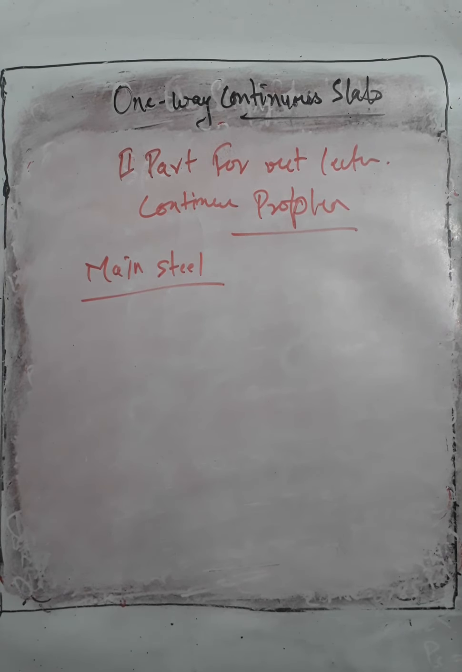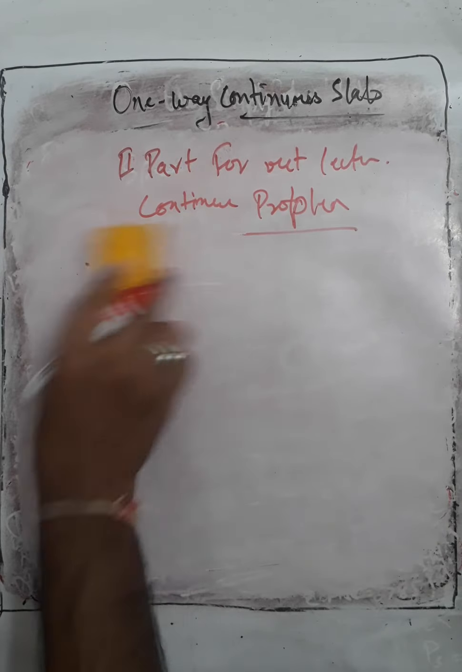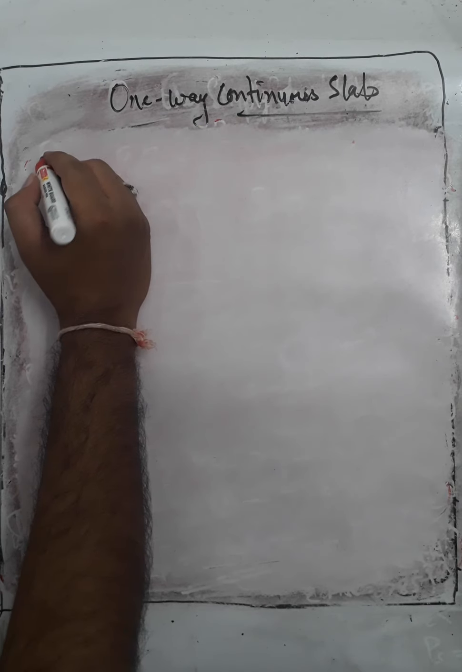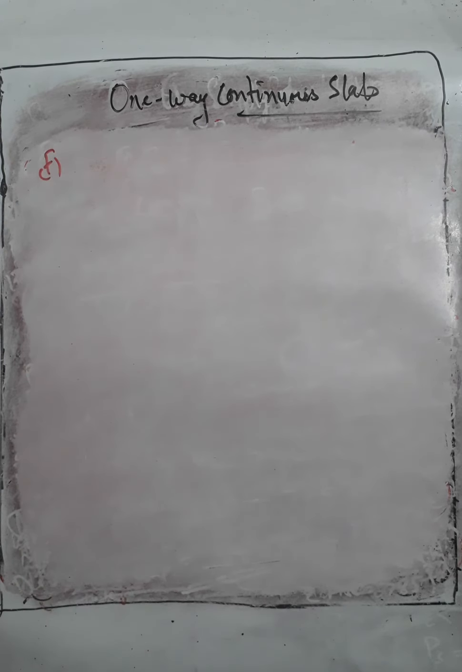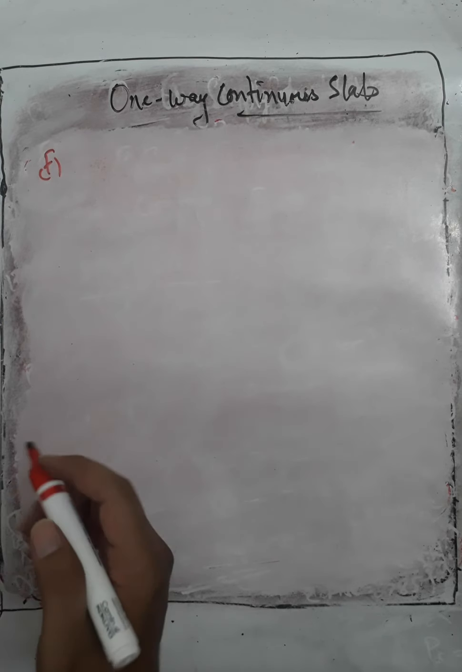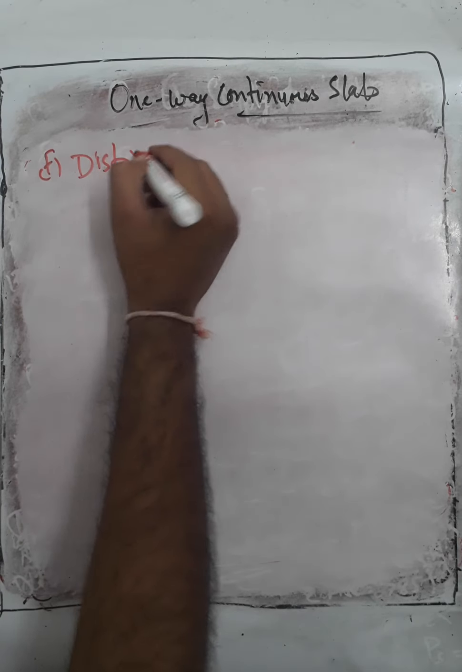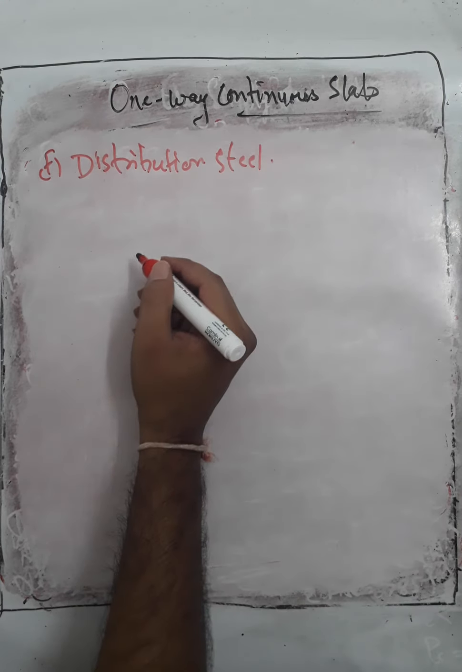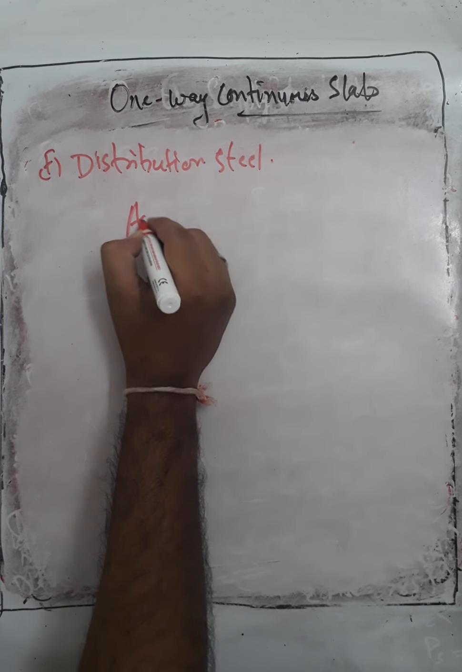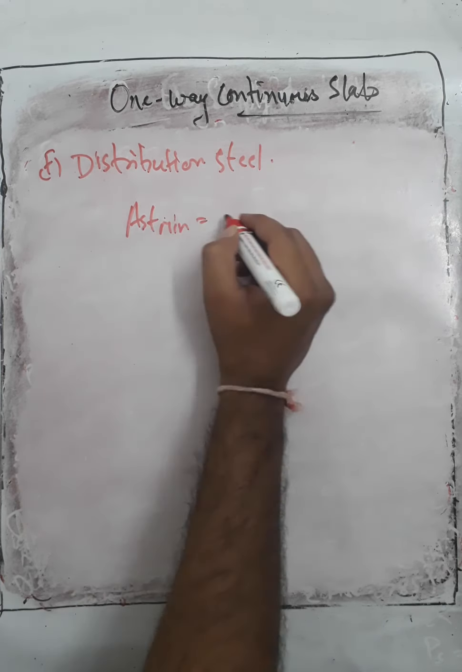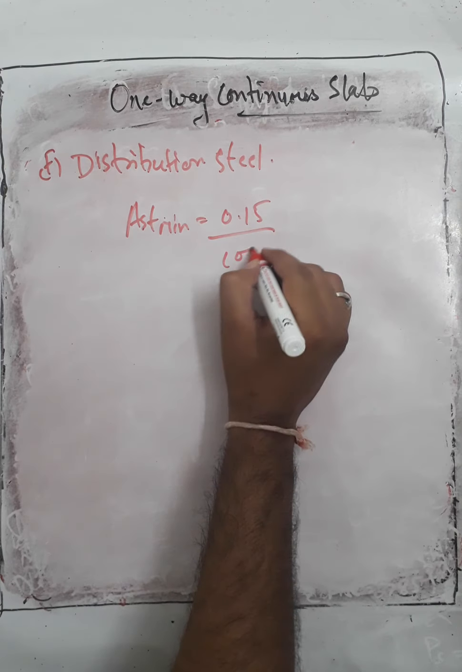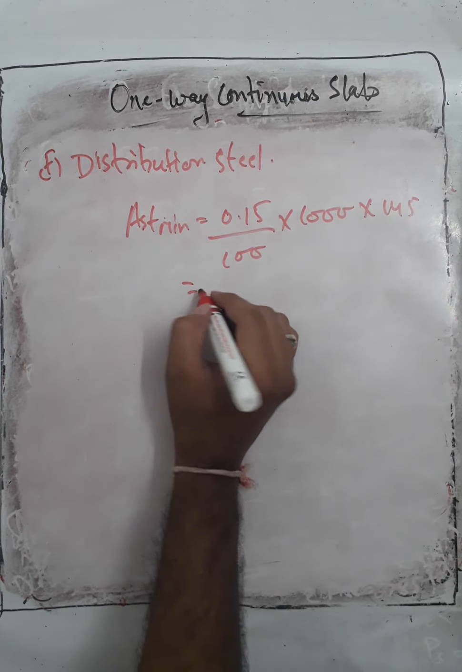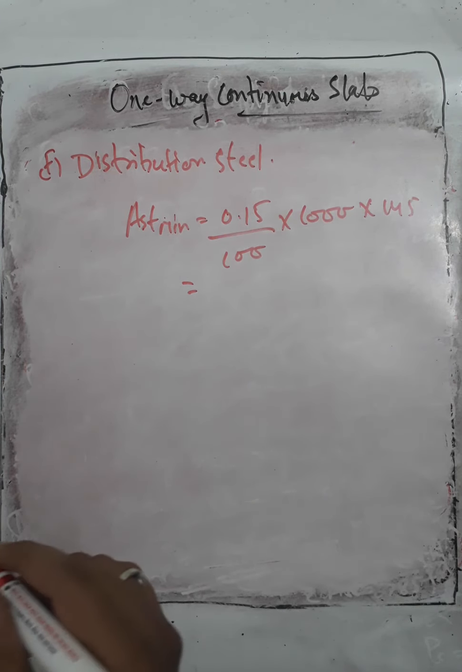So here we start our step number F. We have to find the distribution steel. In distribution steel we have to take the minimum reinforcement criteria. So AST minimum is equal to 0.15 divided by 100 into 1000 into capital D, which is 145. Here we take 0.15 because our grade of steel is 250.